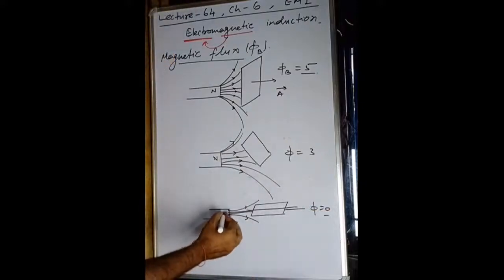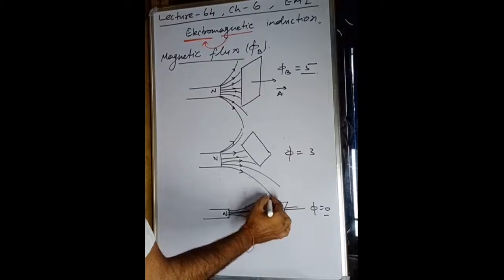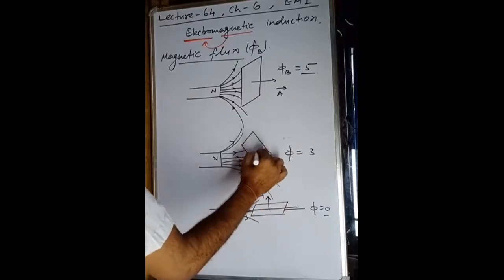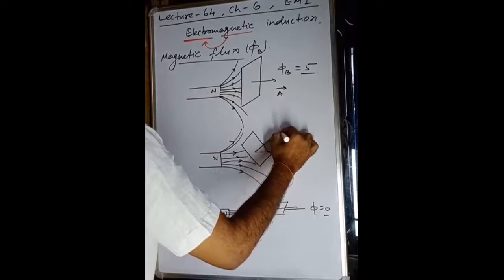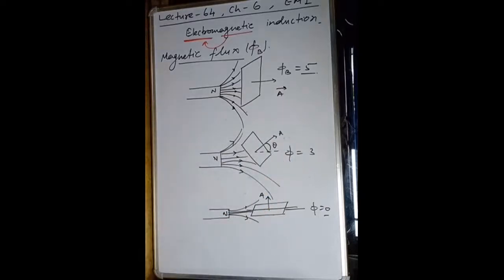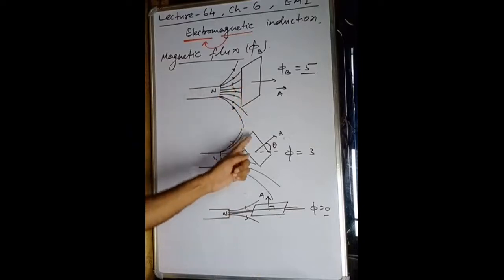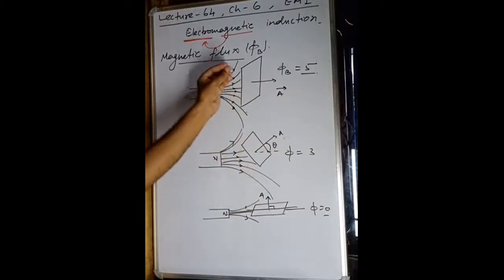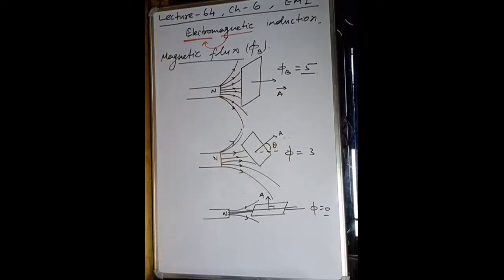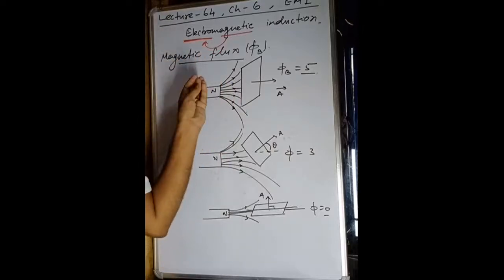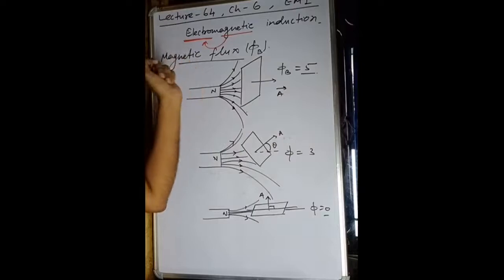Alright, so by changing the area, here the area is in this direction. We have rotated it at a certain angle, and here it becomes 90 degrees. So you can see here the flux is changing in this way. In each case the area is the same, but the counting of field lines in each case is changing. And this counting of field lines is termed as the magnetic flux. Okay, my dear students, this is the definition of the magnetic flux.